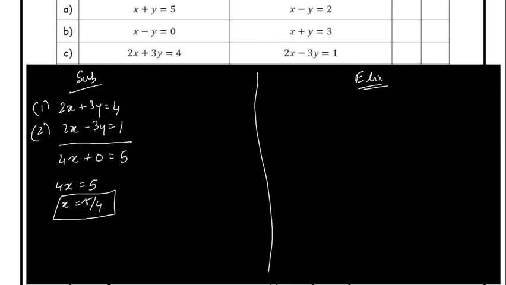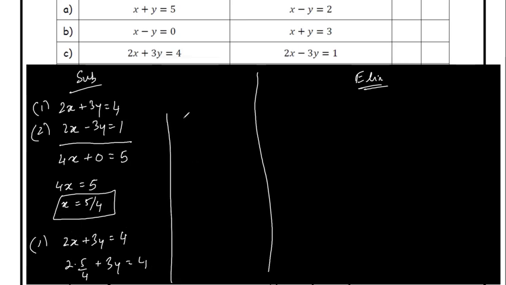Now substitute the 5 by 4 in any one of the equations. So I'll substitute in the first one. So 2 times 5 by 4. That dot out there is not a decimal dot. It's just a multiplication dot. Plus 3y is equal to 4. And then that is, 5 by 2 plus 3y is equal to 4 because this 2 cancels with this 4. So 5 by 2 is 2.5.